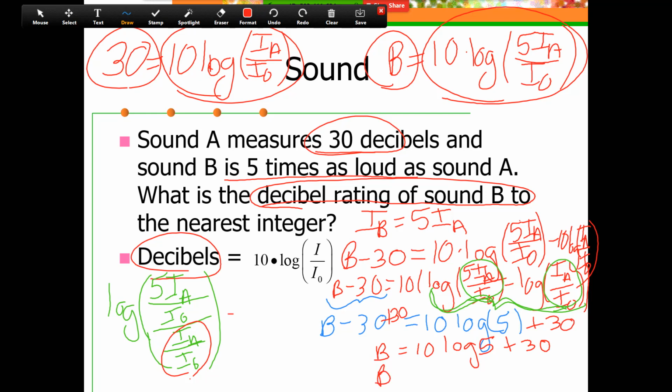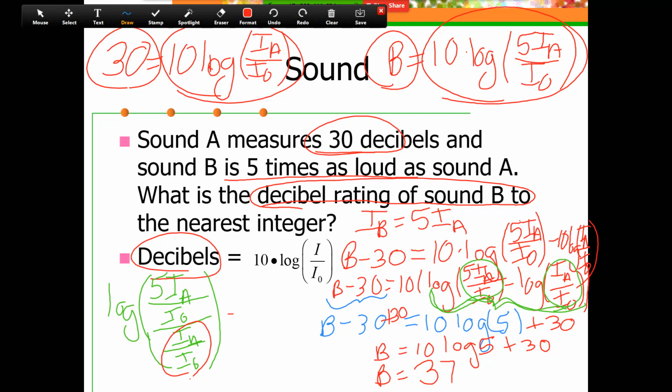our decibel rating for B. So go to your calculator, and you should have a log button, which is log base 10. That's the one that you're going to want to use. And you're going to do 10 times that log button of 5. And if your log button gives you a parenthesis, make sure you close that parenthesis before you put plus 30. And then put plus 30, and you'll find that the decibel rating for B is 36.989. We're going to round that to 37.